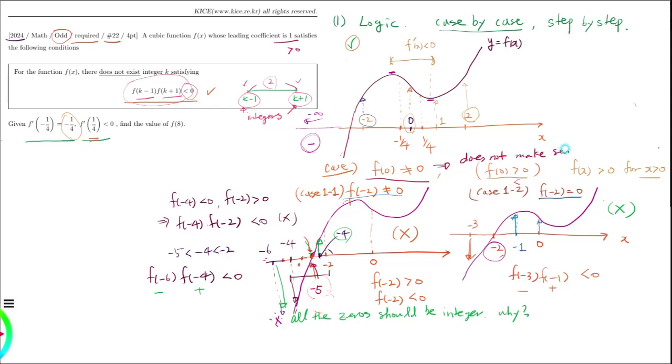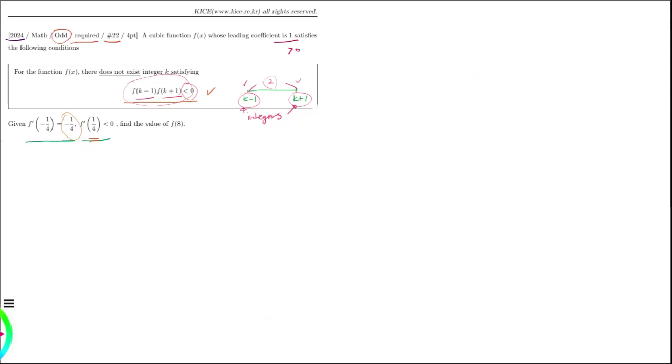Makes sense. That means f of 0 should be 0. That's our second conclusion here. The first conclusion is all zeros should be integer, and the second conclusion is f of 0 should be 0. Okay, it makes our life easier. Let me clear this paper a little bit.